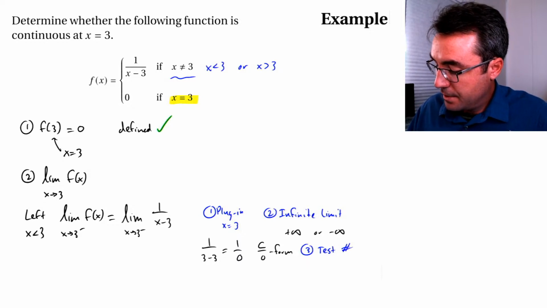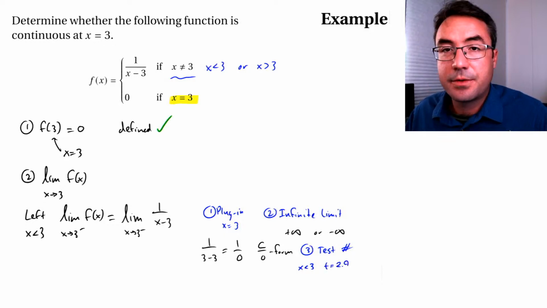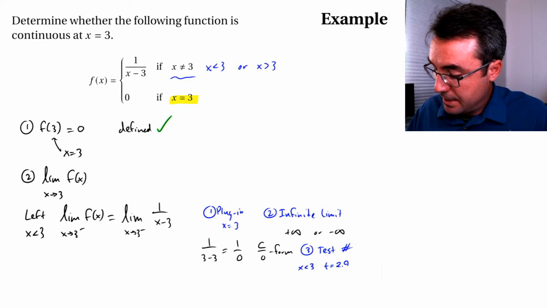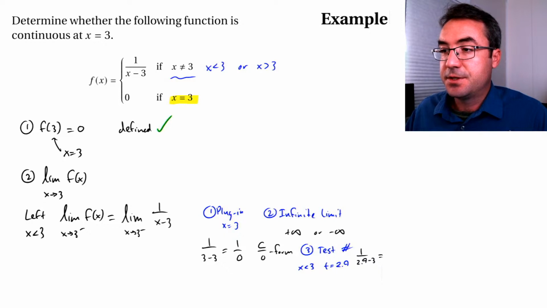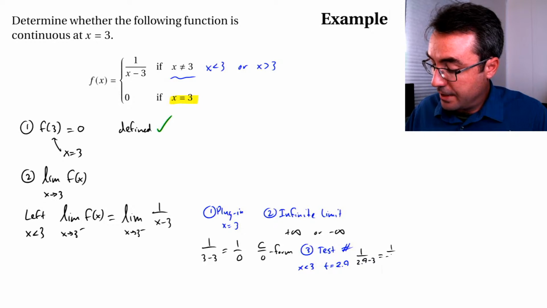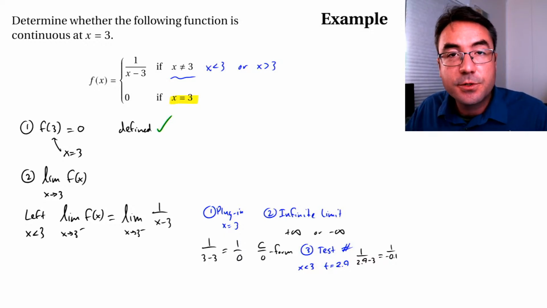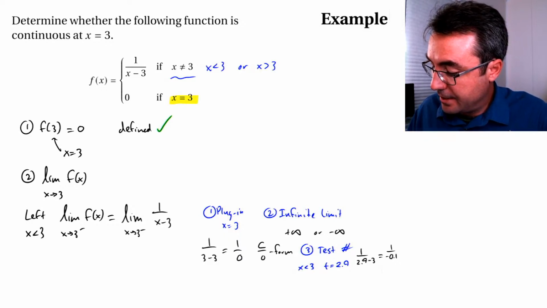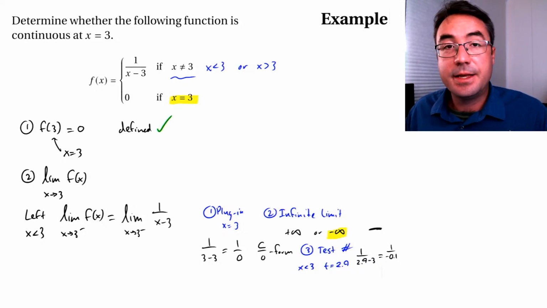So for our test number, x is less than 3, so I might use something just a little bit smaller than 3, so maybe something like 2.9. We plug that into our function, and we get 1 over 2.9 minus 3, which is 1 over negative 0.1. So we don't really care about the numbers, we just care about the sign. So it's negative, 1 divided by a negative, so the result is negative there. And so the left-hand limit is minus infinity.